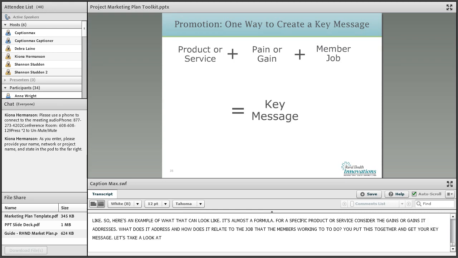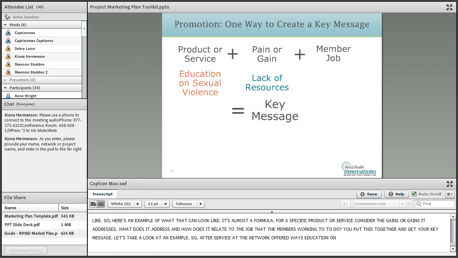So here's one example of what that could look like. It's almost a formula. For a specific product or service, consider the pains or gains it addresses. So you've got a product or service, what pains or gains does it address, and how does it relate to the job that the member is working to do.